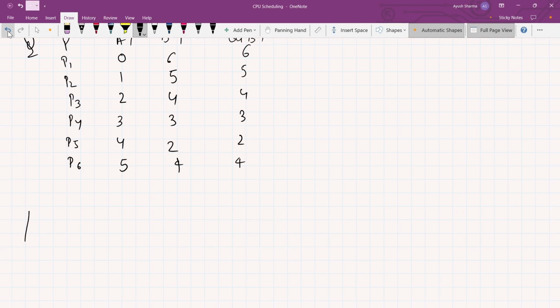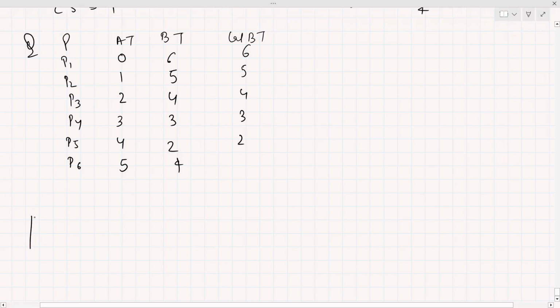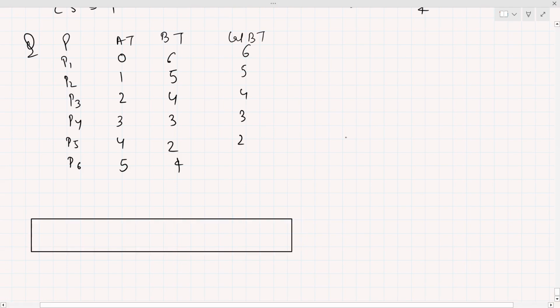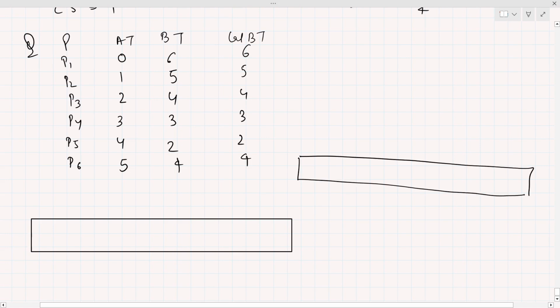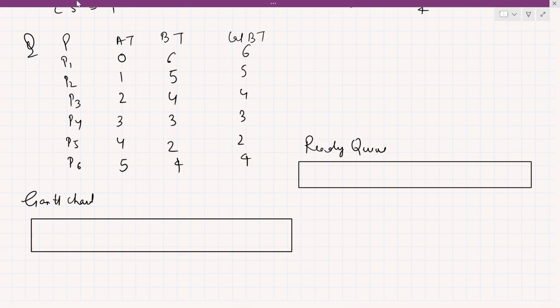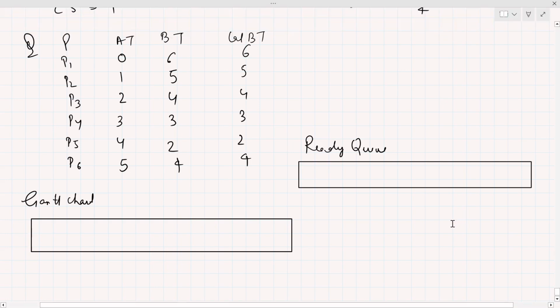Wait a minute. So first of all, we have to make a Gantt chart to write down which process is running. And one more thing we need is a ready queue, because without a ready queue you cannot know which process comes next. Okay, so the ready queue is also important. This is a ready queue, and this is a Gantt chart. These two things are necessary to solve the question.